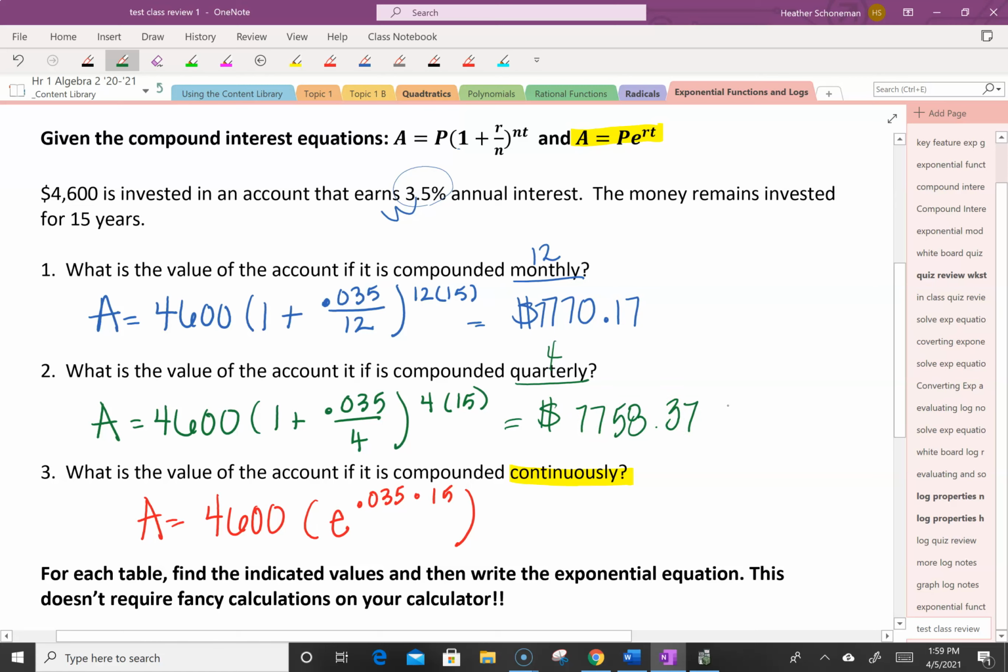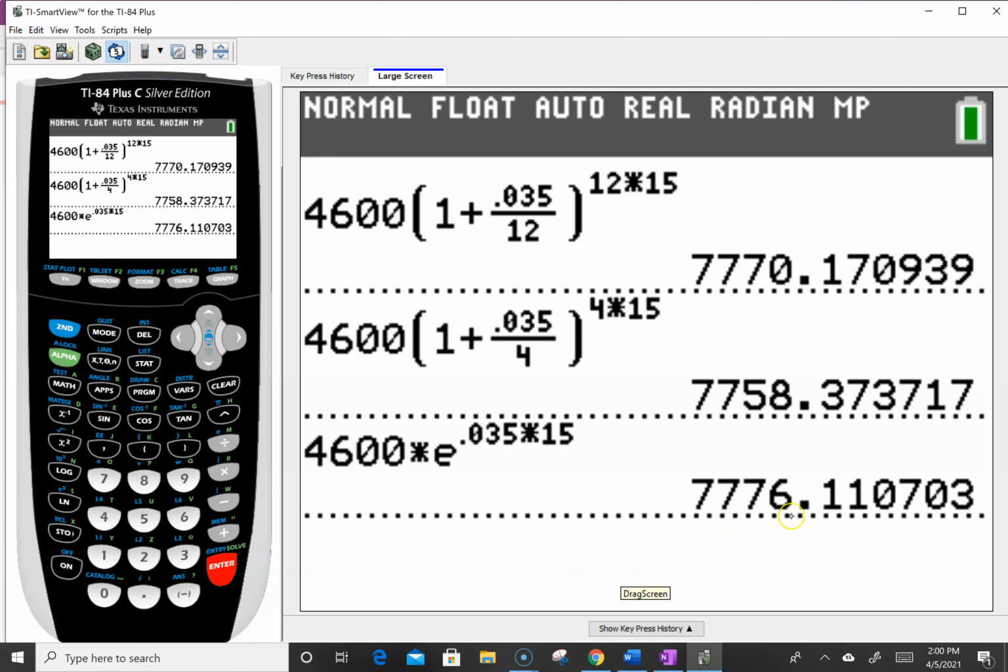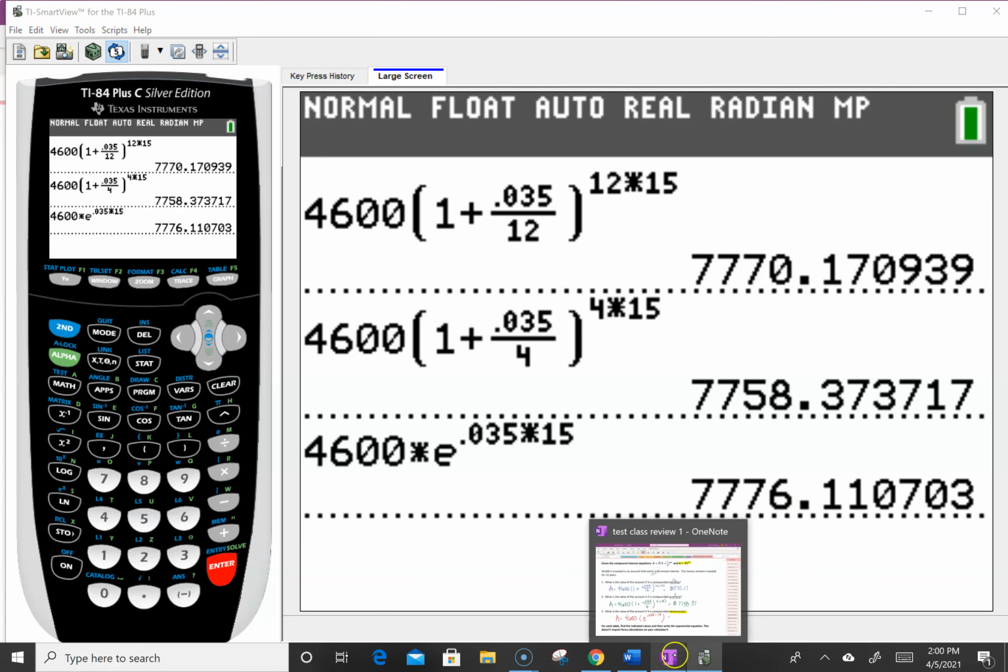Okay, but on the last one, we knew it was compounded continuously, so we knew we need to use our other formula. So we're at 4,600 as our principal. E, rate is still the 0.035, and the time is still 15. But when we put that in our calculator, we have 4,600 times E is right above the natural log, so second natural log, and then we have a rate 0.035 times time, which is 15, so we get our answer 7776.11.